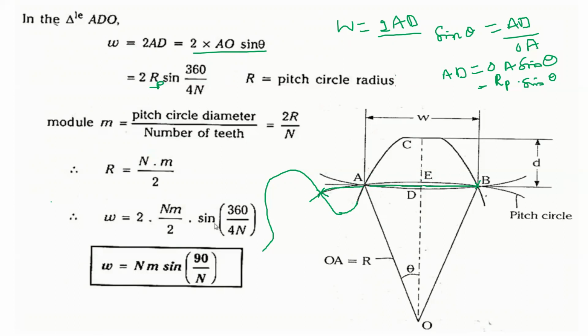So circular pitch is equal to the arc length cut by 2 similar successive involute profiles at the pitch line. So this is equal to 2 pi by number of teeth. So 2 pi is nothing but 360 by n.